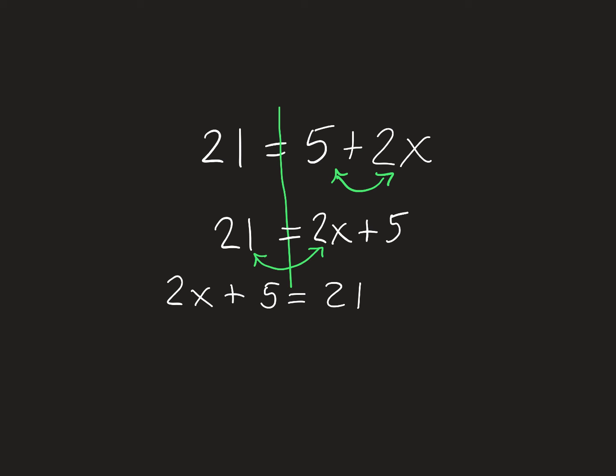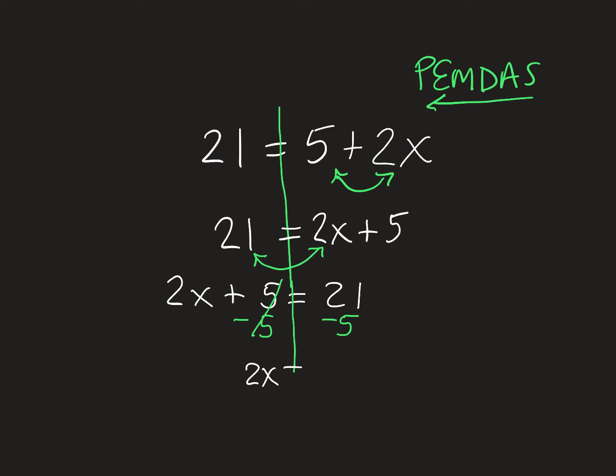Now this should look pretty recognizable. We'll put that PEMDAS back at the top, reminding us that we go and undo it. So we see adding 5. The opposite of adding 5 would be subtracting 5 from both sides. So you'll be left with 2x, and then you subtract, and you get 2x equals 16.